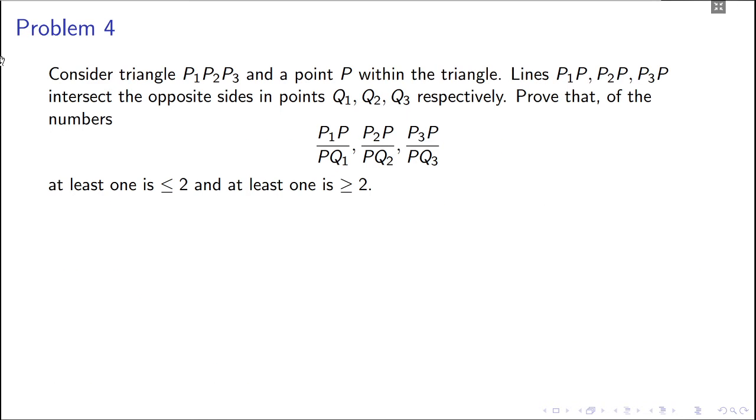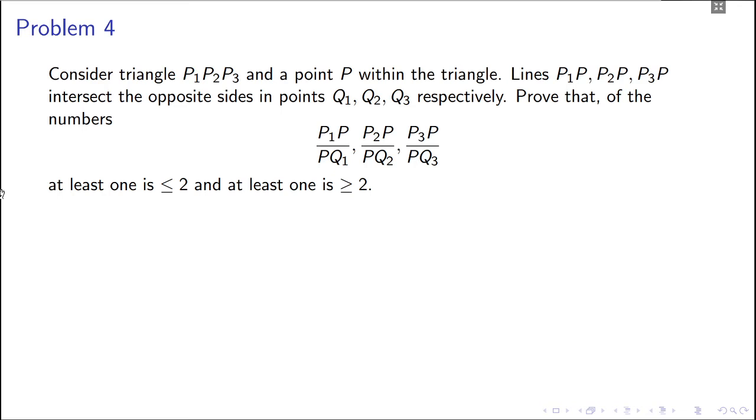Okay, this is the next problem. It says there's a triangle P1, P2, P3. P is a point inside the triangle, and from the vertices you draw lines through P. So P1P, P2P, P3P, and they intersect the opposite sides at Q1, Q2, Q3. And you have to show that one of these ratios is less than or equal to 2 and one is greater than or equal to 2.